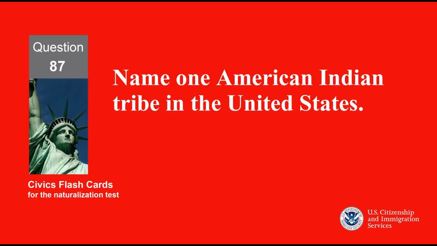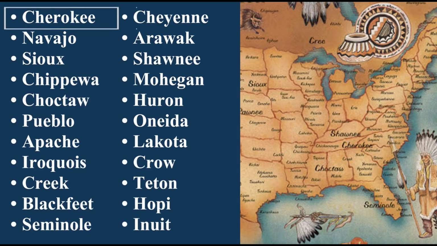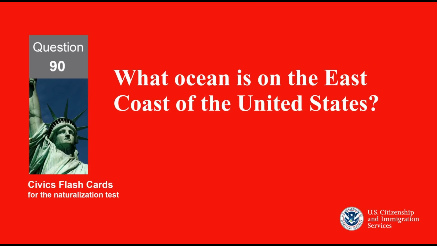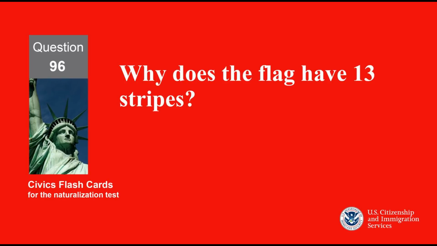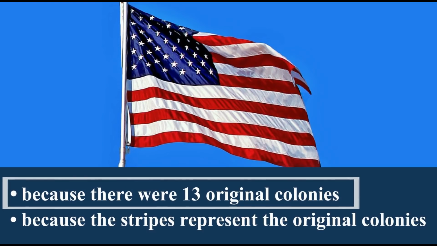Name one American Indian tribe in the United States. Cherokee. What ocean is on the east coast of the United States? Atlantic Ocean. Why does the flag have 13 stripes? Because there were 13 original colonies.